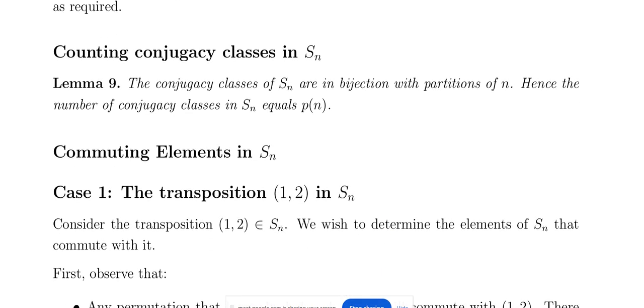So the conjugacy classes in Sn are in bijection with the partitions of n. Hence the number of conjugacy classes in Sn is equivalent to p of n. இதுவும் ரொம்ப important result, counting principle. The number of conjugacy classes in Sn is equivalent to p of n, that is the number of partitions of n ன்னு அர்த்தம்.